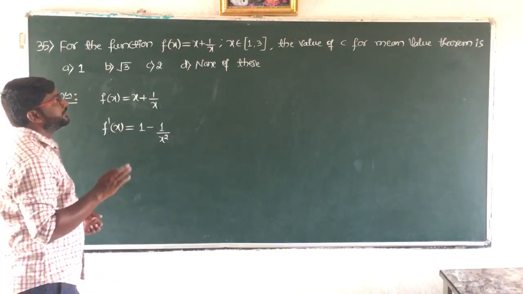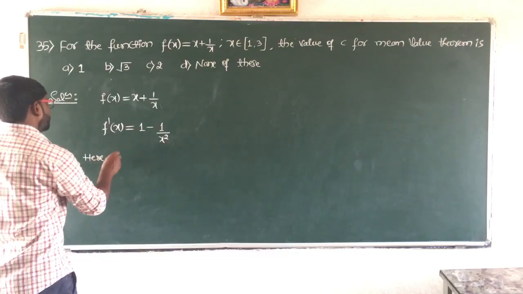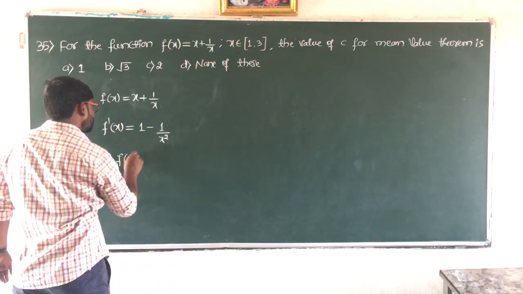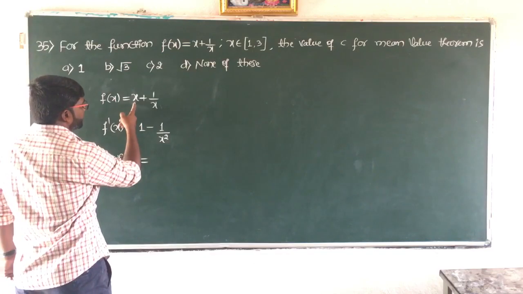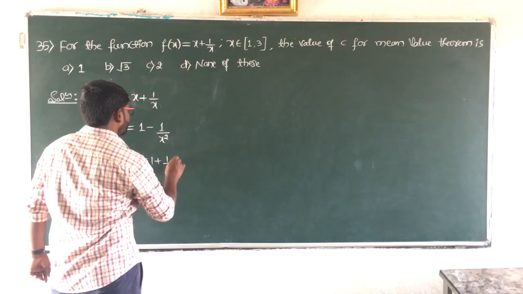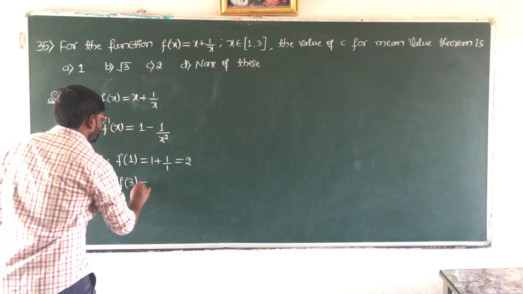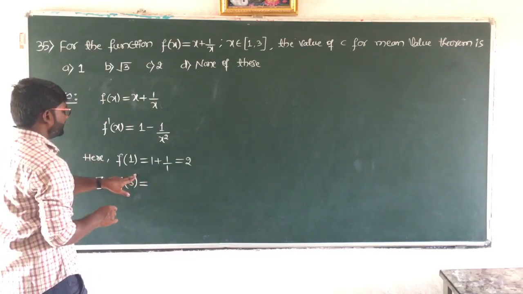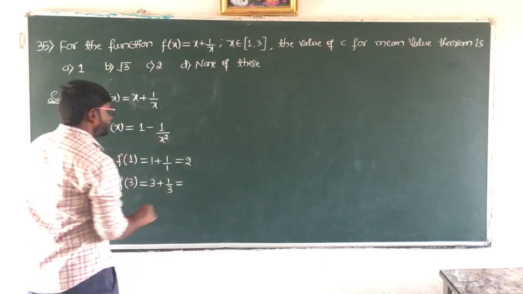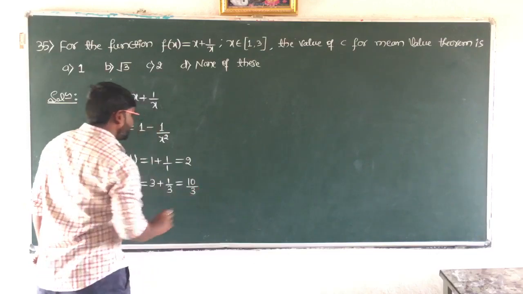Now I have to go for f of a and f of b. The value of a is 1. So f of 1 is 1 plus 1 by 1, in place of x I write 1, which is 2. Then I go for f of b, that is f of 3. Replace x with 3 and we get 3 plus 1 by 3. Simplify: 3 multiplied with this gives 9, 9 plus 1 is 10, so we get 10 divided by 3.